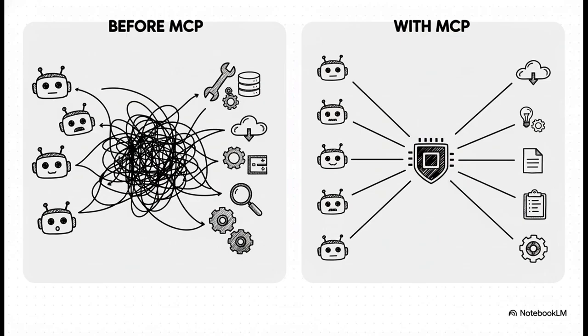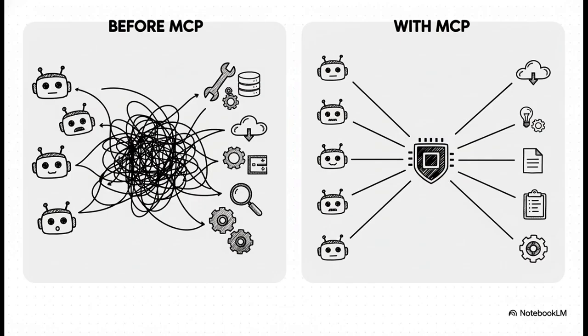On the left, you see the old way, what we call the M by N problem. If you have, say, 5 different AI models and 10 different tools you want them to use, you have to build 5 times 10, that's 50 separate custom-built connections. It's an explosion of work that's just impossible to scale.